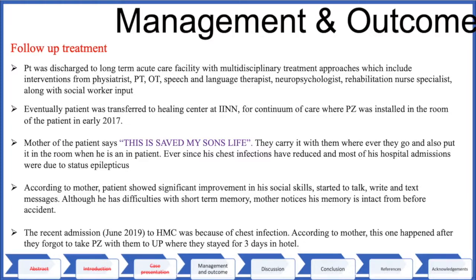So, because of the brain injury too, the damage in the parietal lobe and the temporal lobe would cause memory changes, which is normal for this patient. But there was a recent admission in June 2019 to Hurley Medical Center, and it was because of a chest infection. She says they went for an ortho consult in Traverse City, and they had to stay there for 2 days, and they forgot to take their device, and they had to stay in the hotel. That's where he started to have chest congestion and started to cough, and he was eventually admitted to Hurley Medical Center for that.